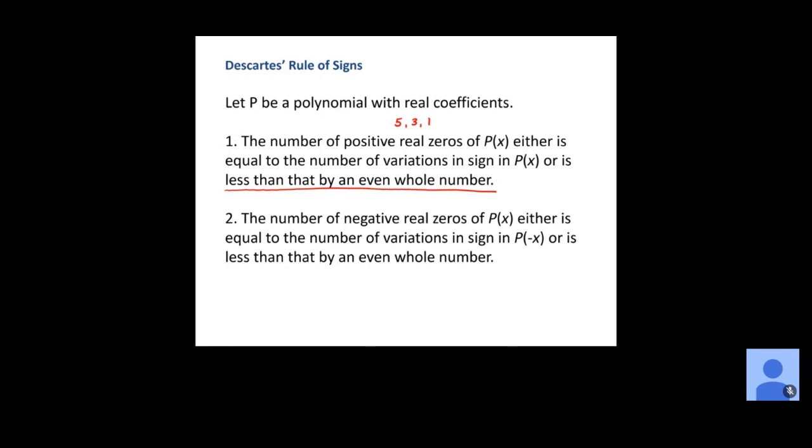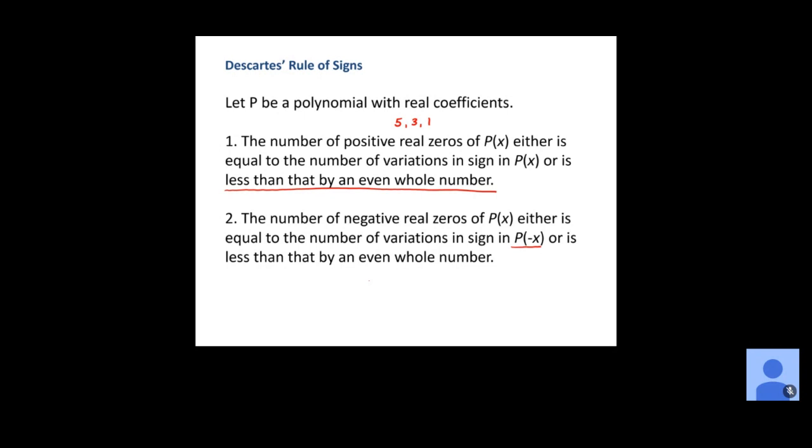Okay. Now, part 2 says the number of negative real zeros is either equal to the number of variations in sign in P of negative x, or is less than that by an even whole number. So what we're going to do first is plug in negative x into our polynomial. We're going to simplify it. Then we're going to count up how many sign changes we have. And again, it's going to be either that number or less than that by an even whole number.